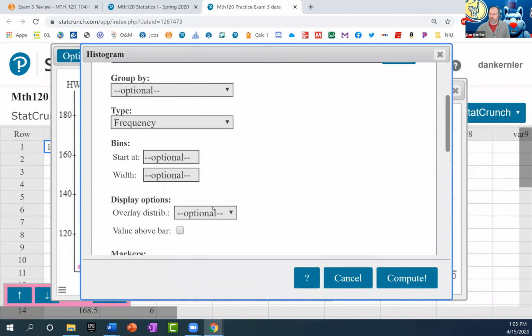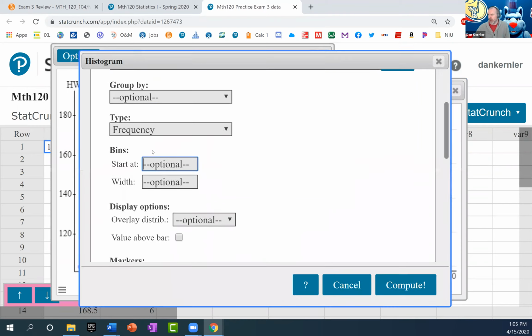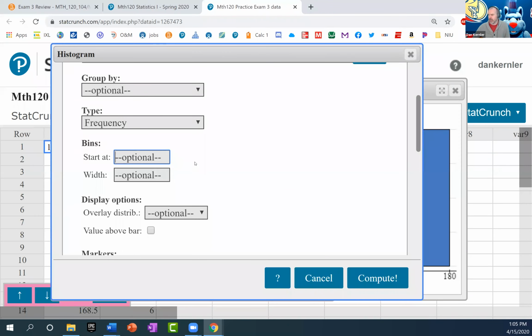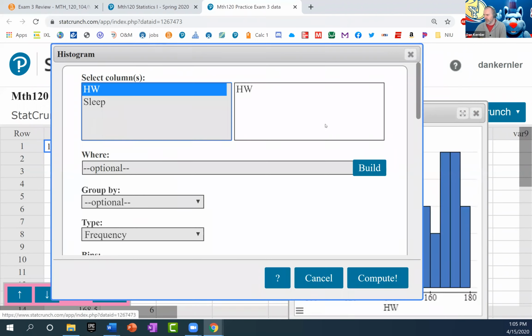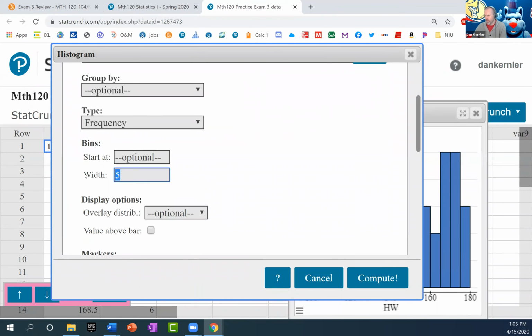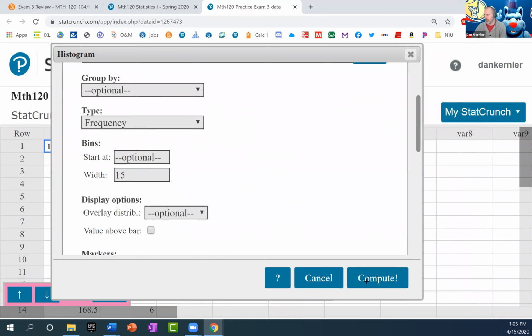Sometimes the problem with small samples is the width of the intervals can really affect it. So if we do a width, right now I think they're 10. If we do a width of 5, what does that look like? See, it looks pretty skewed left to me. Could try a width of 15 for really big ones.